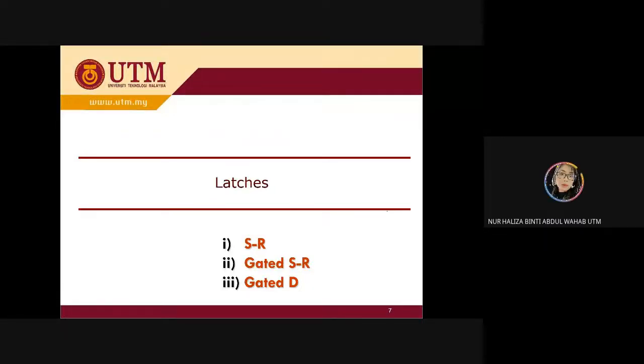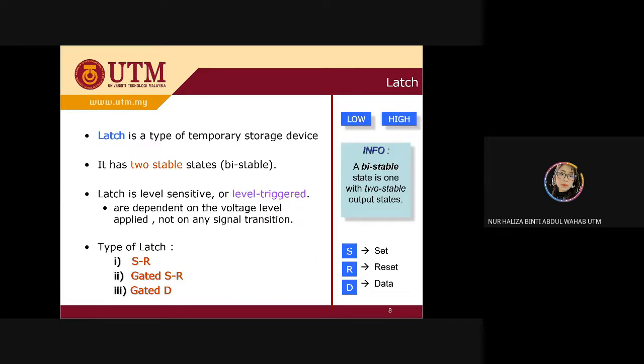Okay, so we look at latches first. Just now we know a latch has 3 types: SR, gated SR, and gated D. A latch is a type of temporary storage device.